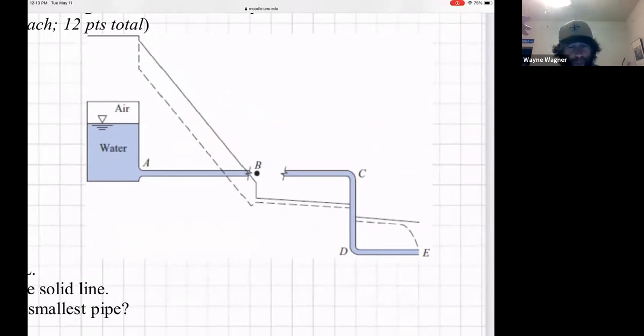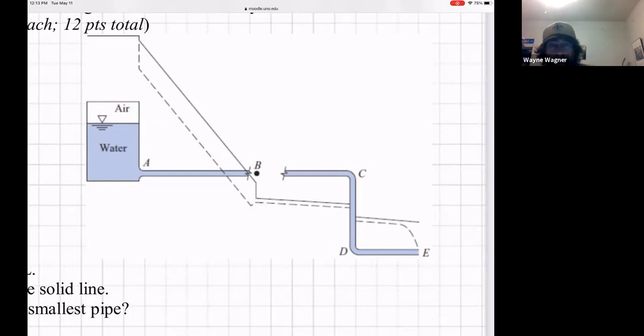Now if I move somewhere between A and B, notice the Z is the same because I'm still going down to the datum, at the same elevation. The V squared on 2G is the same because the distance between the dotted line and the dashed line is the same. But P on gamma is now maybe half of what it was earlier. As I move along that pipe, the pressure is getting less and less until I get to the point where the dotted line crosses the pipe.